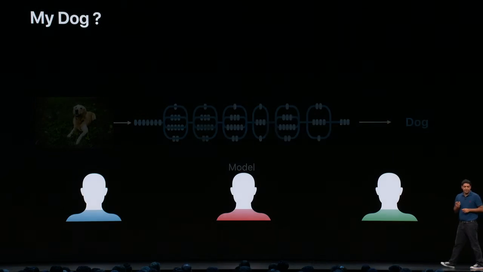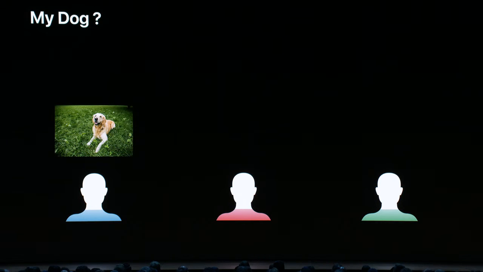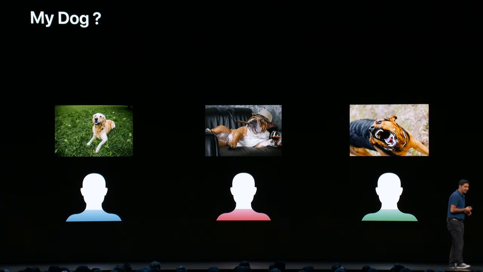But what if you are trying to deal with a concept that is unique to each user? Say the concept of my dog. You may want users to find pictures of their own dog from the photo library, not all dog photos they have taken. And each user's dog looks different. For example, someone may have a golden retriever. Someone may have this bulldog. And this is my crazy dog. So how do we do that?